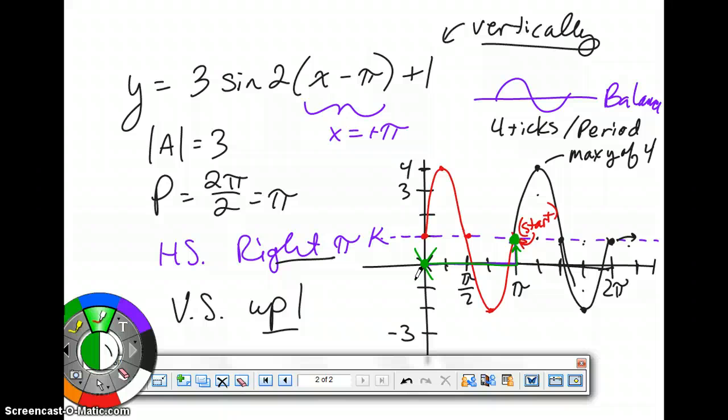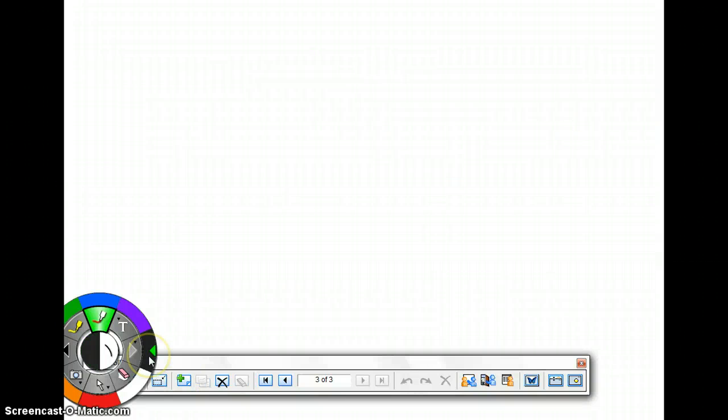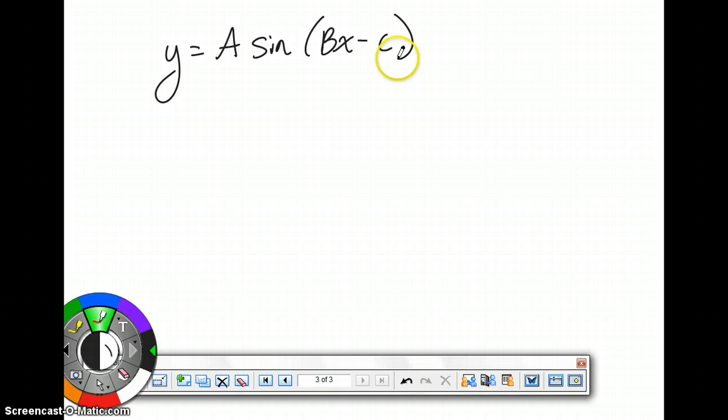But I do want to show you in case the b is set up a little differently. Okay, so if you've got y equals, the b could be inside the parentheses, a sine times bx minus c plus k. Okay, I changed the value on that from an h to a c because I can no longer just call it my horizontal shift. Okay, I truly have to take what's inside here. There's a little trick to it, and I'll show you what it is right here.